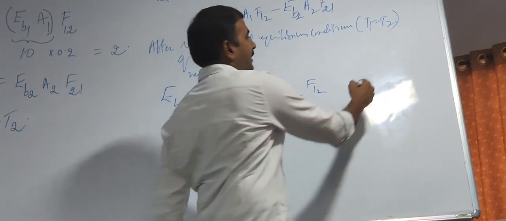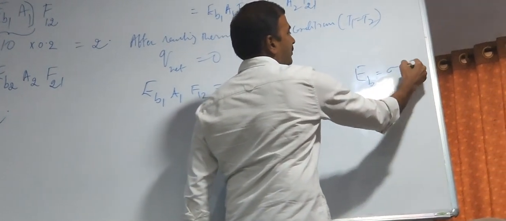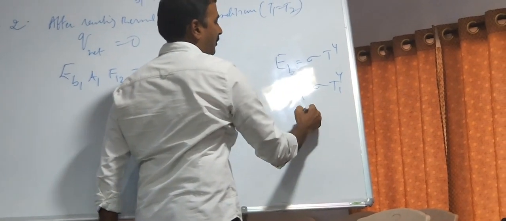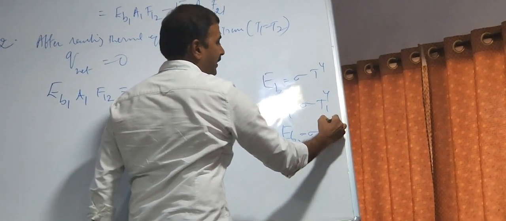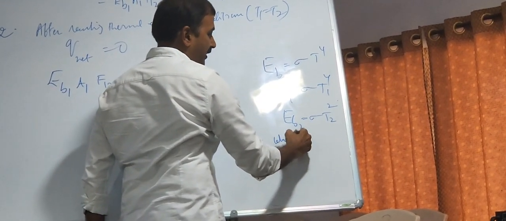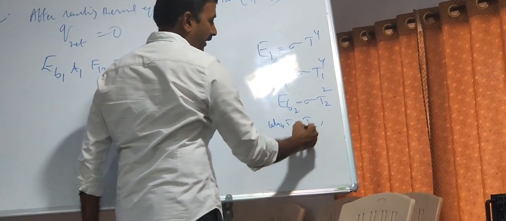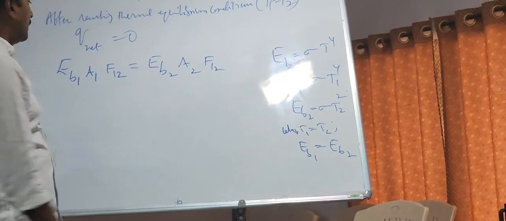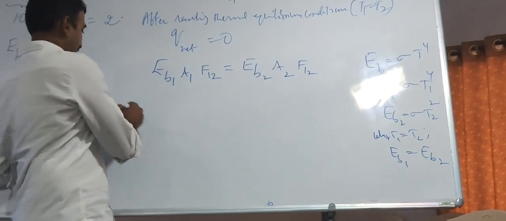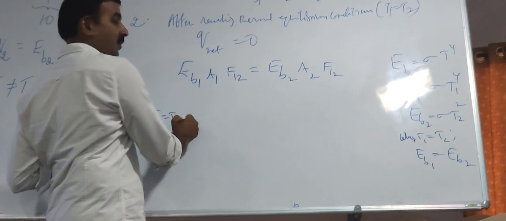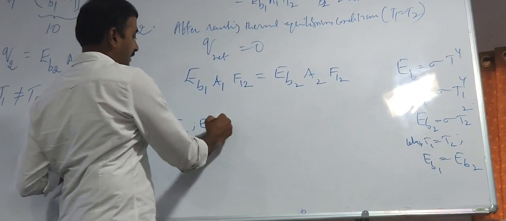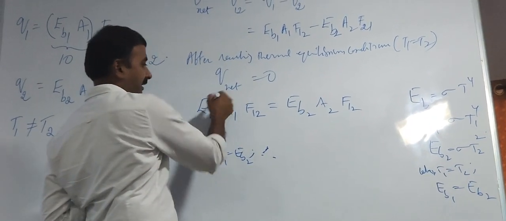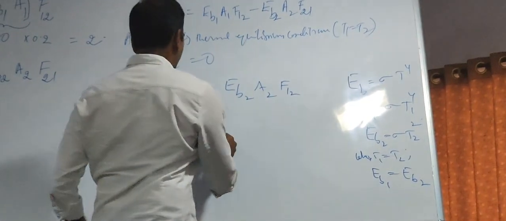But by definition, what is EB for us? Sigma T power 4. What is EB1? Sigma T1 power 4. What is EB2? Sigma T2 power 4. So when T1 is equal to T2, what happens to EB1 and EB2? They become equal. So therefore, since T1 is equal to T2, EB1 is equal to EB2. Therefore, EB1 stands cancelled out on both sides.